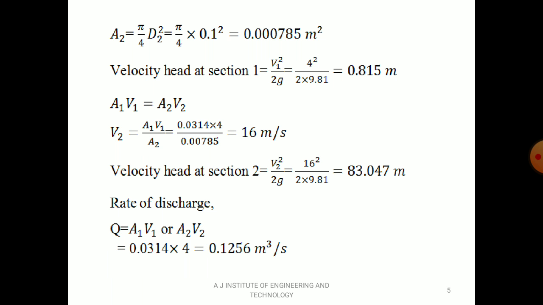Now we know the velocity at section 1, so we can calculate the velocity head. The velocity head at section 1 is equal to v1 square divided by 2g, that is 4 square divided by 2 into 9.81. So the velocity head at section 1 is 0.815 meter.